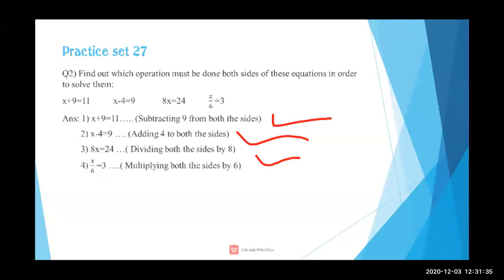Now the fourth question is x upon 6 equal to 3. Now x upon 6, upon means it is division. If the division operation is there, it will change into multiplication. So what we have to write? We have to write multiplying both the sides by 6. So here I hope you people have understood.